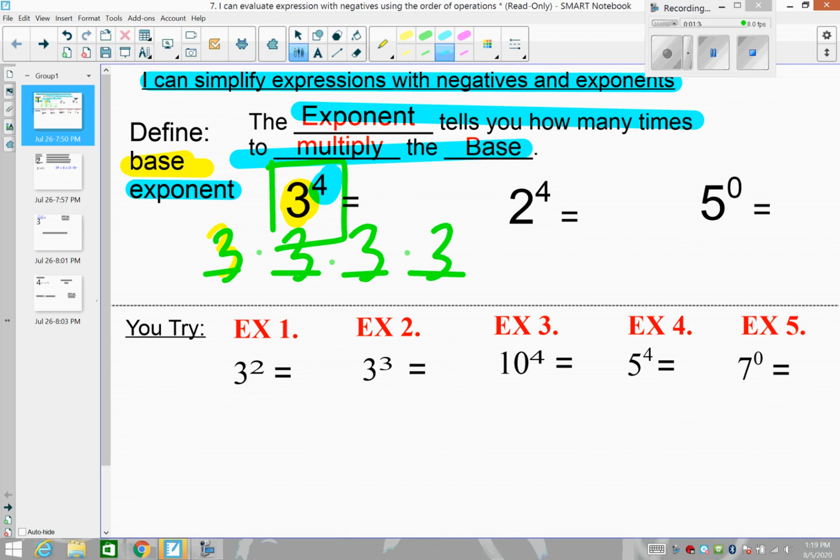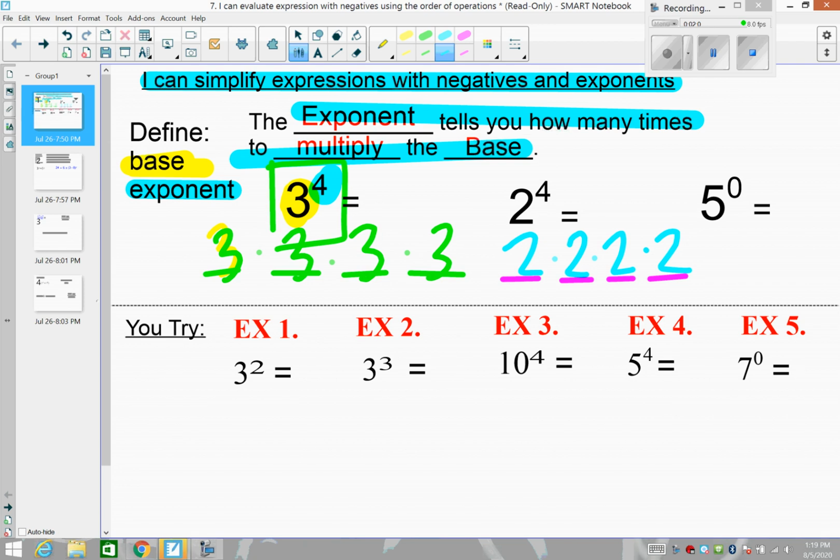Likewise, in this next example that's listed, we have 4 as the exponent, because the exponent tells us how many times we multiply the base. So we're going to multiply the base 4 times. And of course, that would equal 16, but that's not what I'm working on right now. I just want to make sure you understand the expansion process. What does the base do? What does the exponent do?